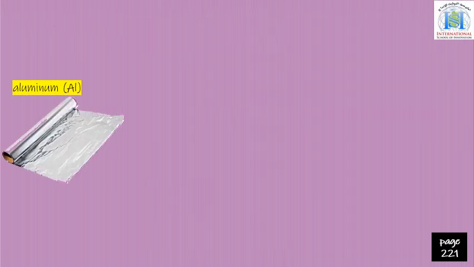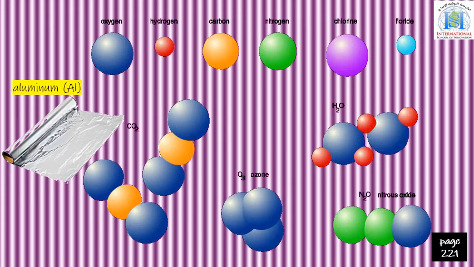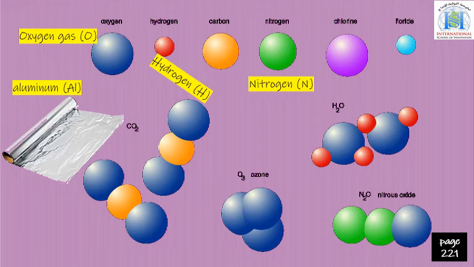Aluminum, Al. Let's look at these different elements and compounds. Oxygen, what is the oxygen symbol? O, good job. Hydrogen, H, well done. Nitrogen, N, bravo.